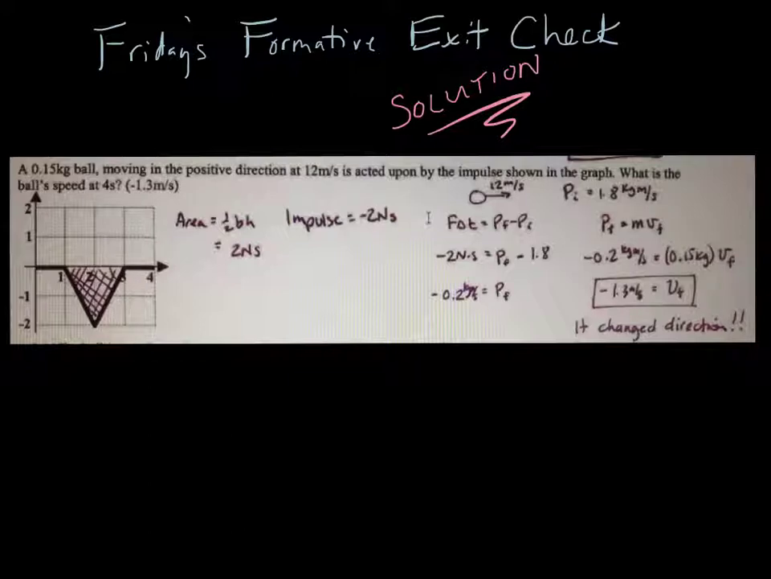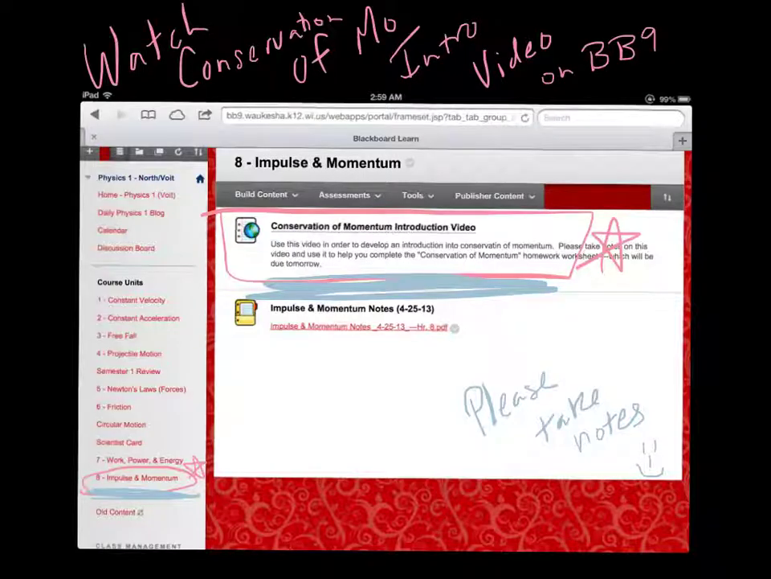In other words, it was moving in the positive direction. The impulse caused it to slow down and then change direction, so it's now moving in the negative direction. You can hold on to this, and once again, if you have an incomplete, please make sure to address that with me.